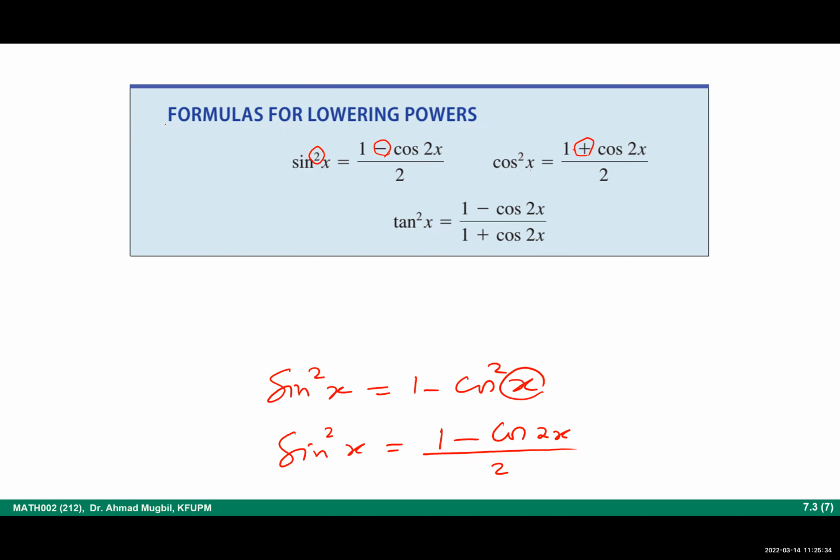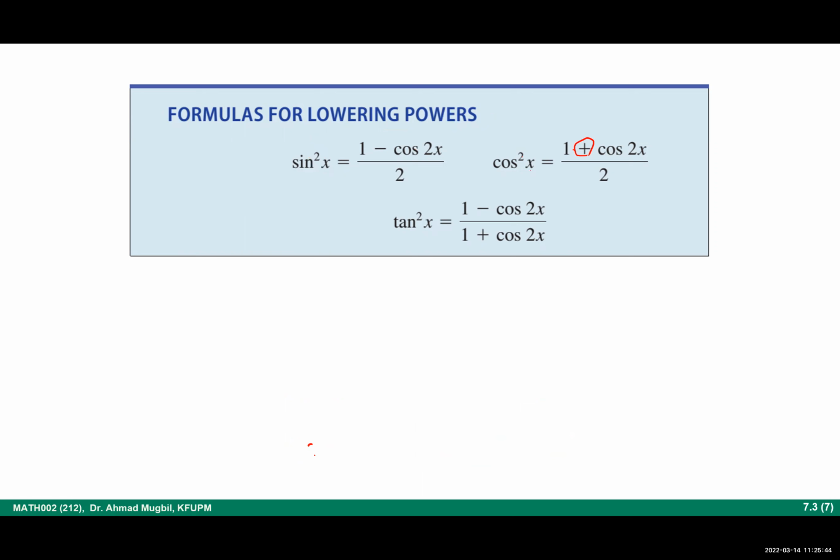Now the question is, I don't want to memorize this without understanding where it comes from. What do you think? In fact, it comes from this. What is cosine 2x? You know this formula, right? This is the double angle formula for cosine. Now solve it for sine squared. Subtract 1 from both sides, divide by -2.